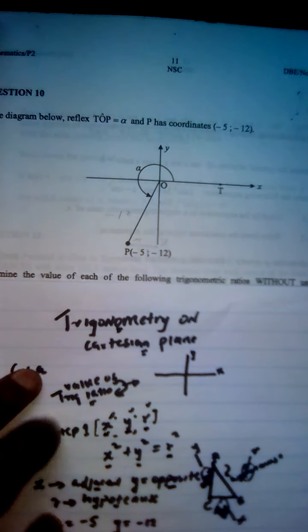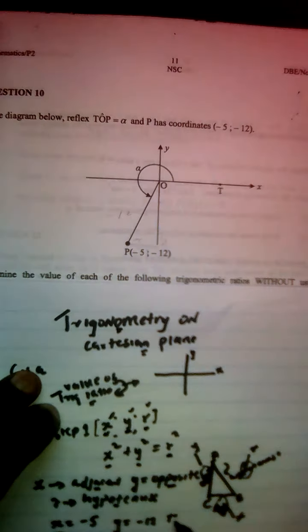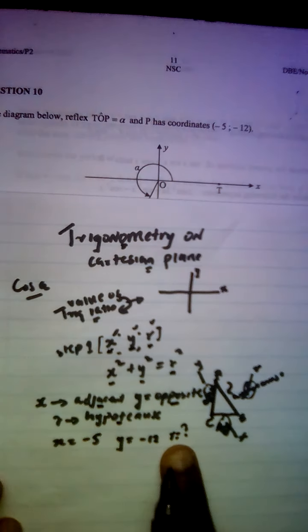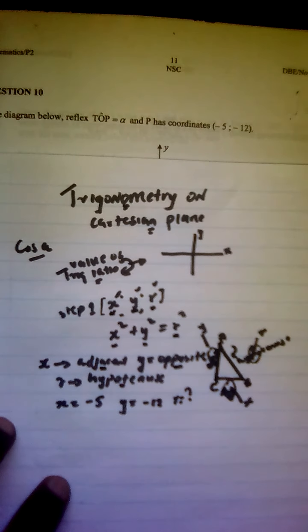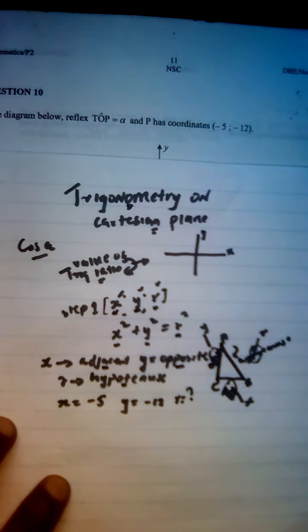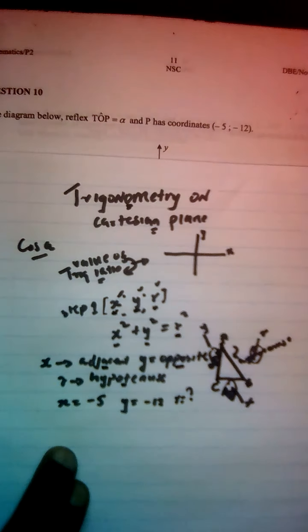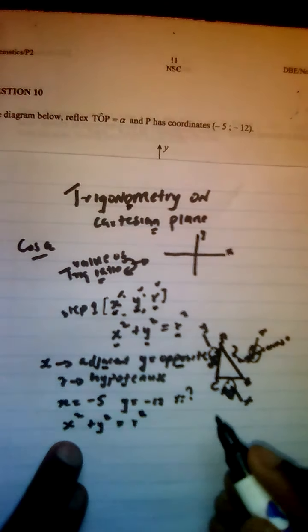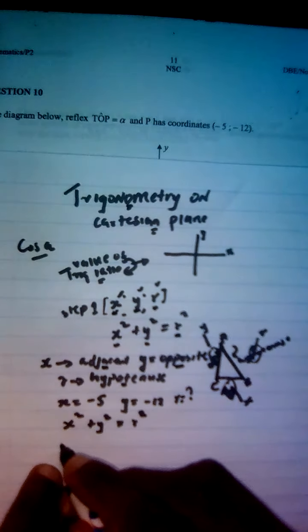So what we are going to do, we don't have r. We are going to solve for r using the equation that I told you about, which is called the theorem of Pythagoras: x squared plus y squared equals r squared. The value of x was -5, so -5 squared, the value of y was -12, -12 squared, equals r squared.